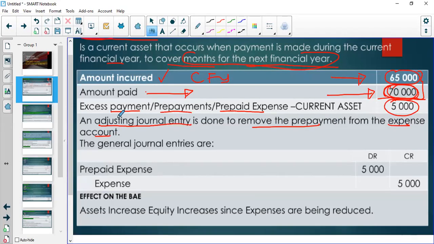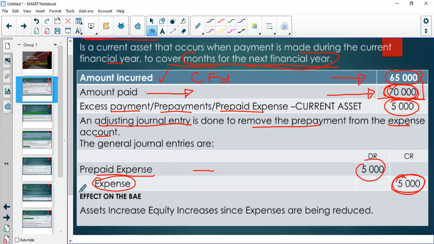So expenses increase on the debit, right? They increase on the debit, they decrease on the credit. So what we want to do here is to decrease an expense. All right. So you go to the expense account and decrease it by 5,000. Because we had recorded 70,000 on the debit, then we go on the credit and enter 5,000. Then we reduce the expense. Then we debit the prepaid expense or prepayment with the 5,000. Now this is a current asset.